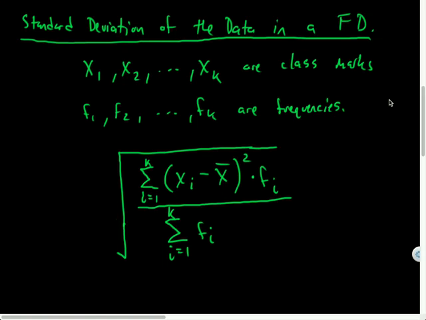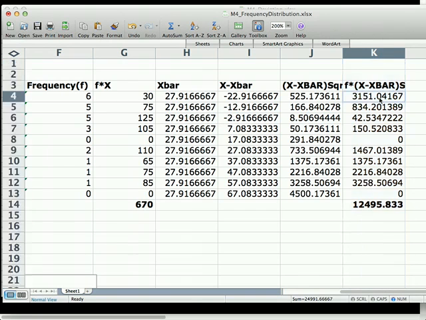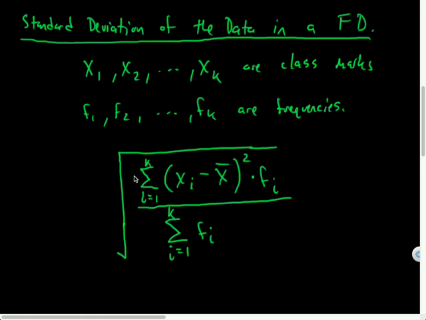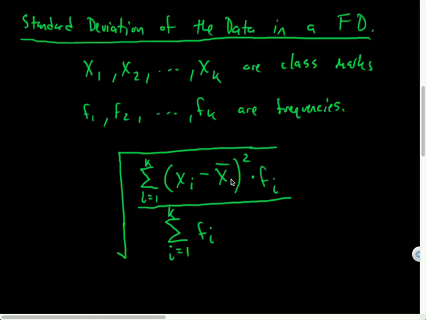What do I have to do after that? I squared it. I don't want to add it just yet. I have to do one more thing. Multiply it by the frequency. So I multiply it by the frequency. So I took this, multiplied by its frequency, and notice this, I then sigma it. I added it all up. So 12495, bam. All right. So I added it all up, and that's my numerator.